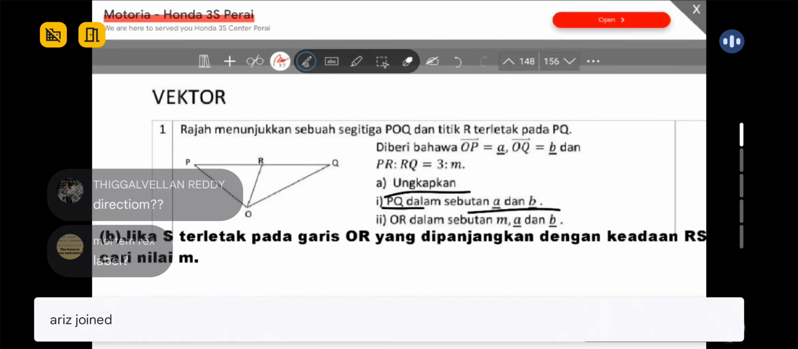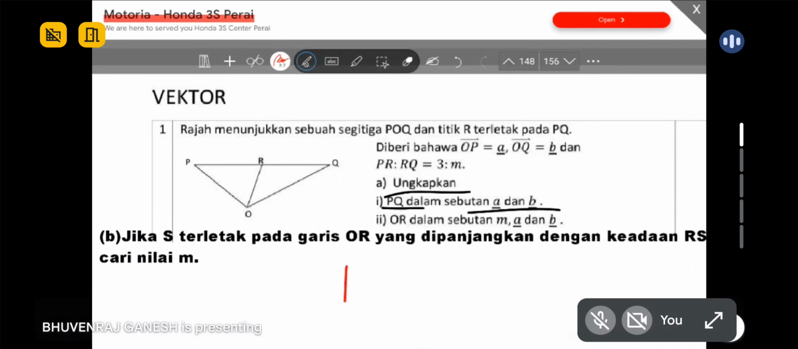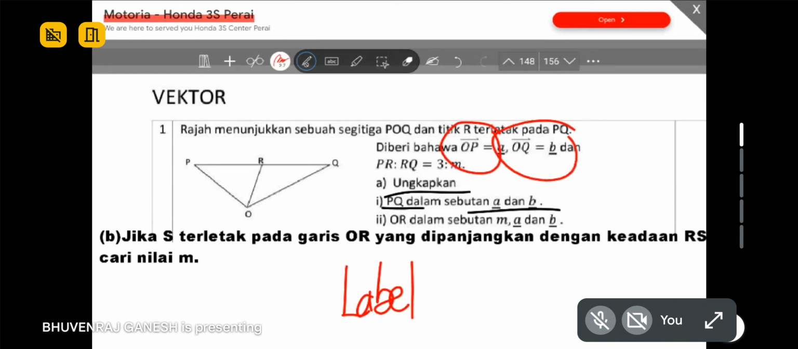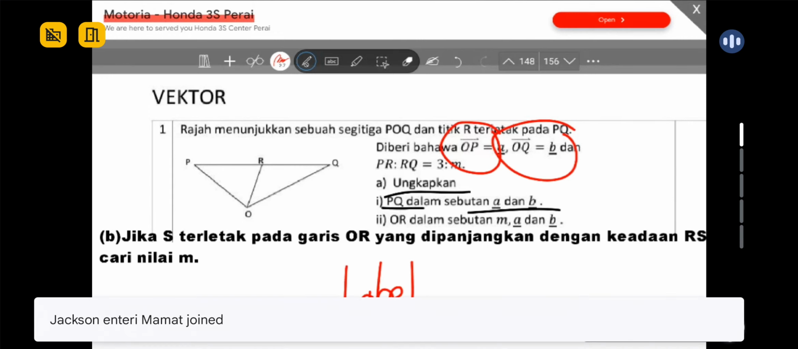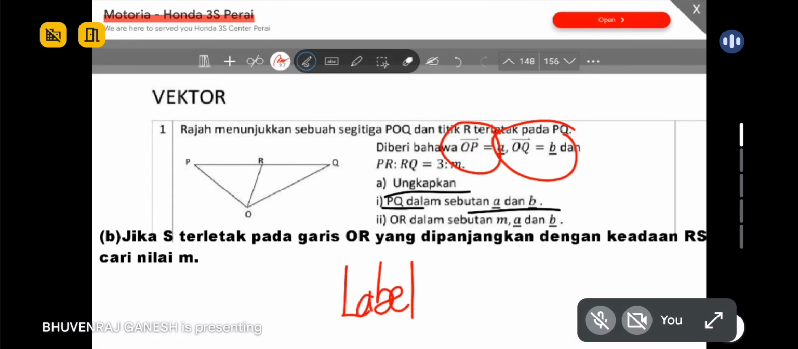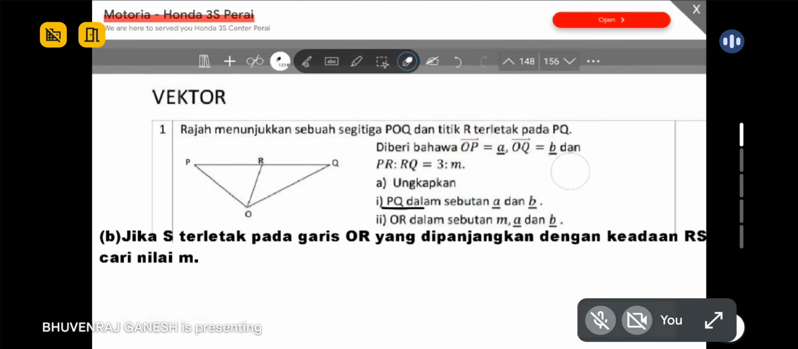Yes, very good, Morten Rex. The keyword is label, guys. Whenever you see a vector question, directly label. Label maksudnya apa? Semua info ni, all this information, you need to label it. Letak kat gambar wajah tu, so that it's easier for you to see. Lebih senang lihat seluruh gambar wajah. Can guys? So first step, you just label.